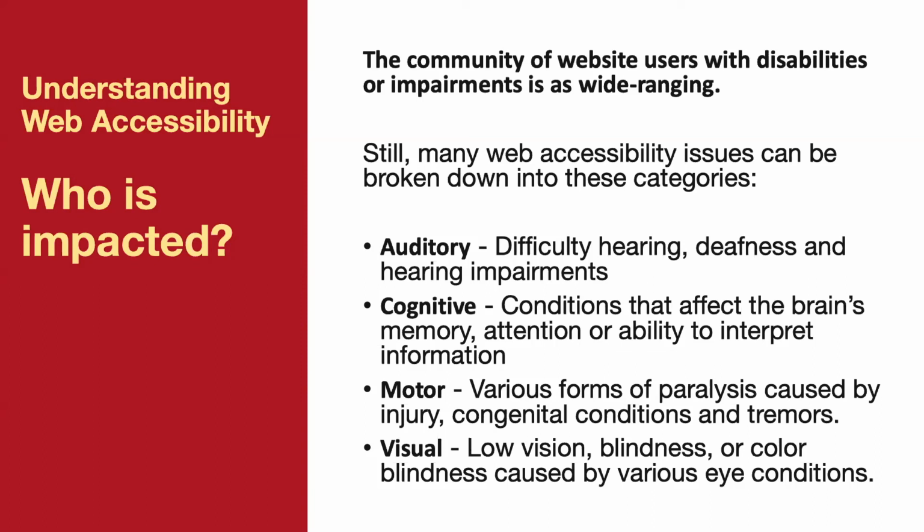Motor, so various forms of paralysis caused by injury, congenital conditions, and tremors. An example of an issue here would be a website that does not support keyboard navigation for important controls, like navigating the page. A person who can't use a mouse because they don't have the dexterity to would have to use their keyboard instead, but then it would be impossible to navigate a website if it wasn't programmed to be keyboard accessible.